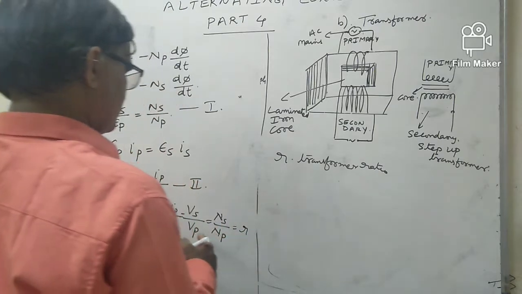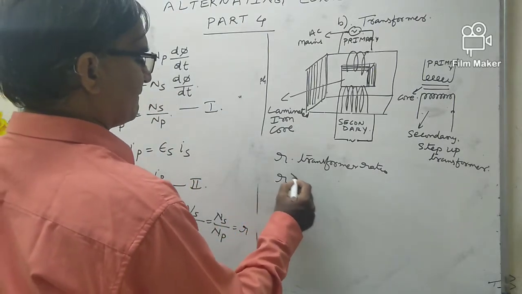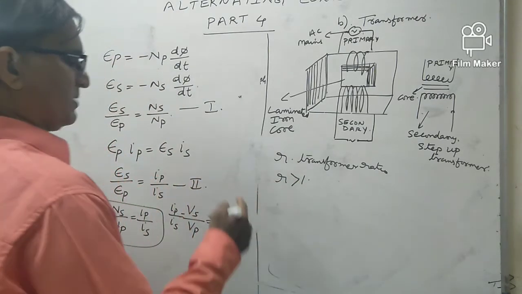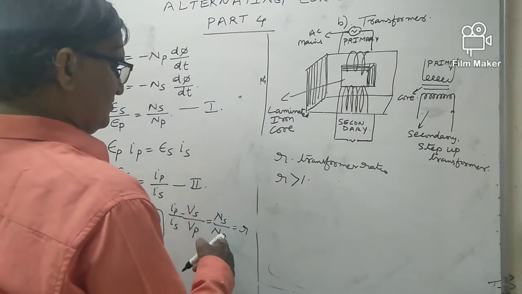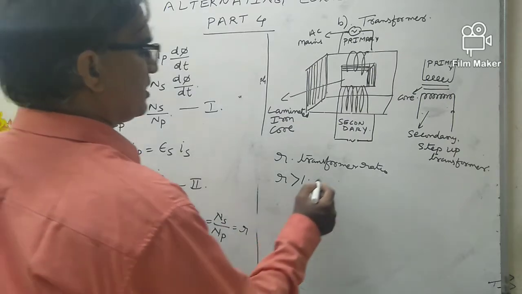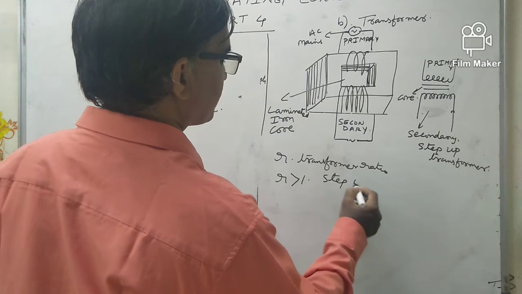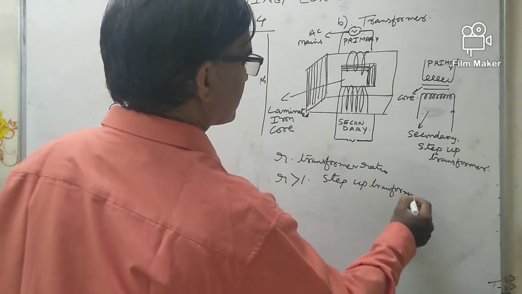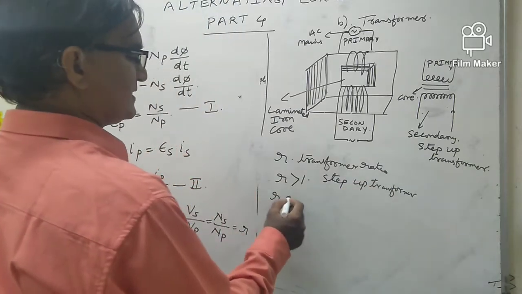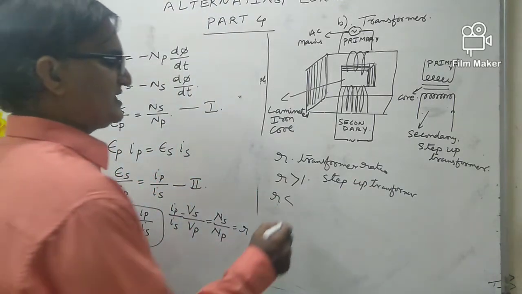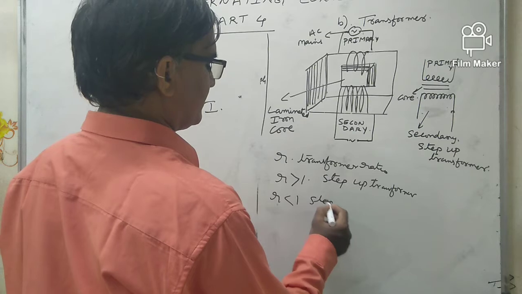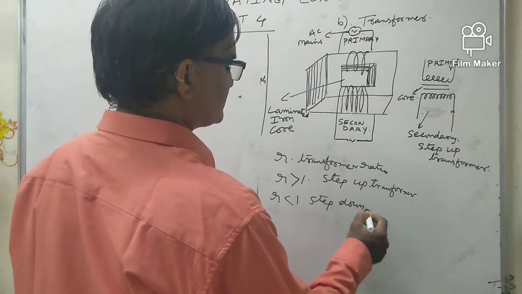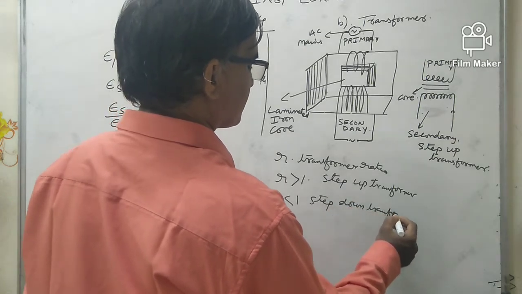If R is greater than 1, the number of turns is more in the secondary than the primary, and it is called a step-up transformer. If R is less than 1, it is called a step-down transformer. Okay.